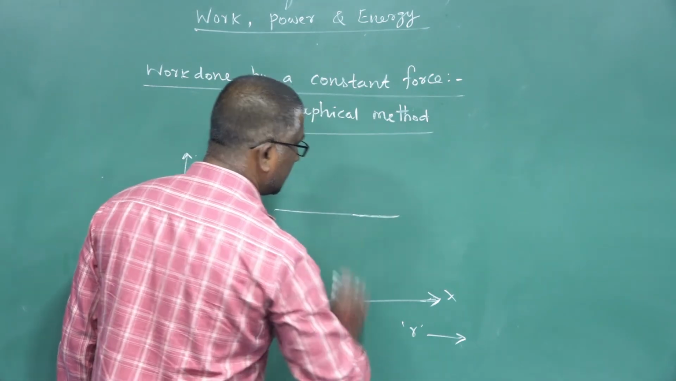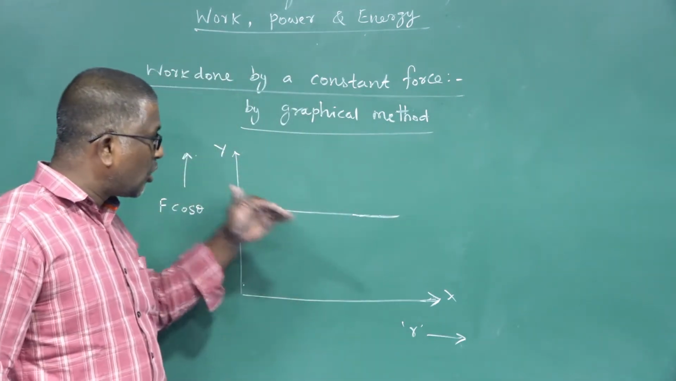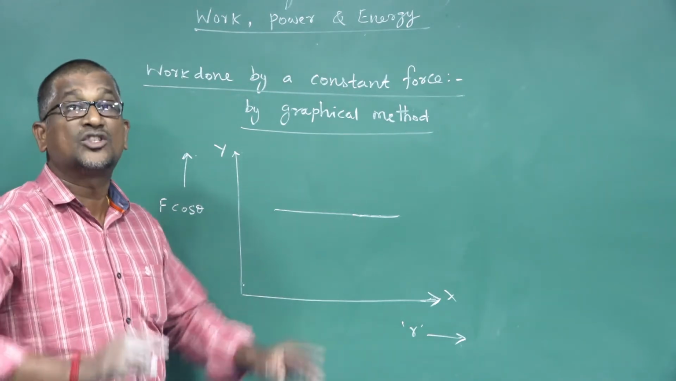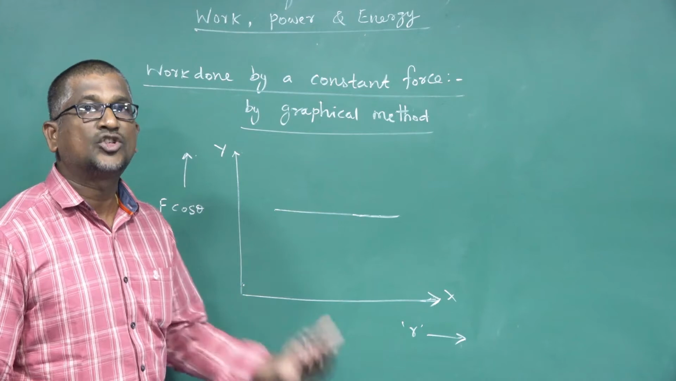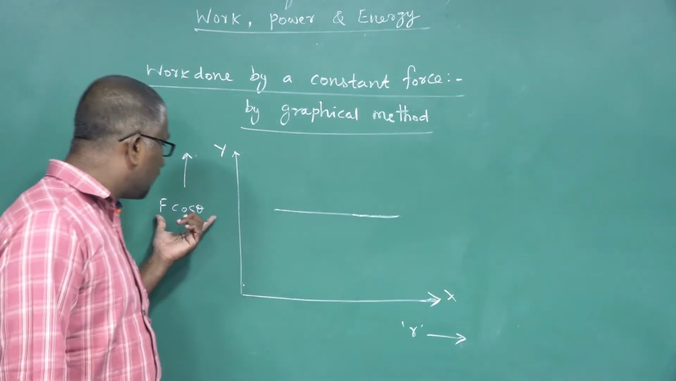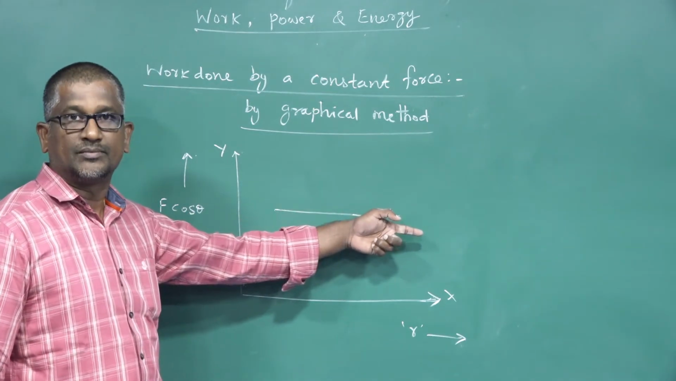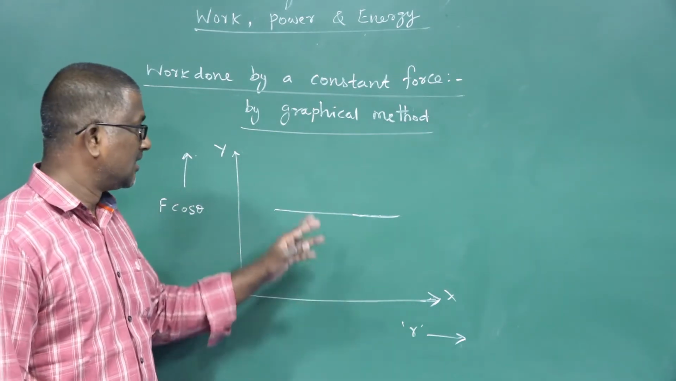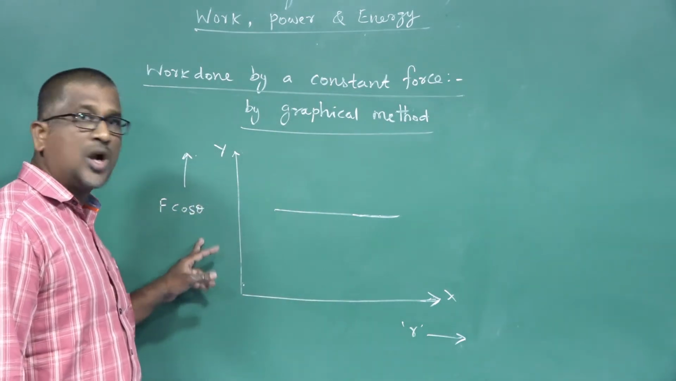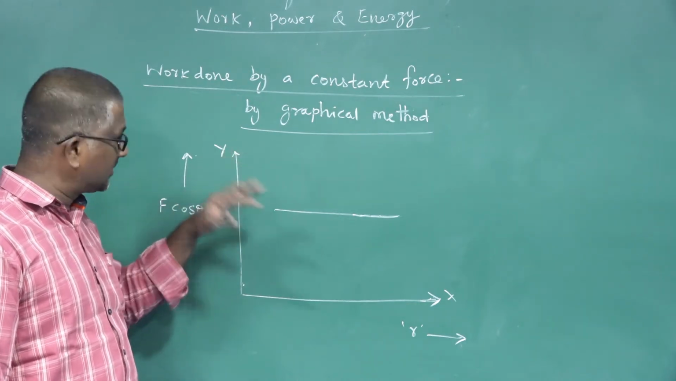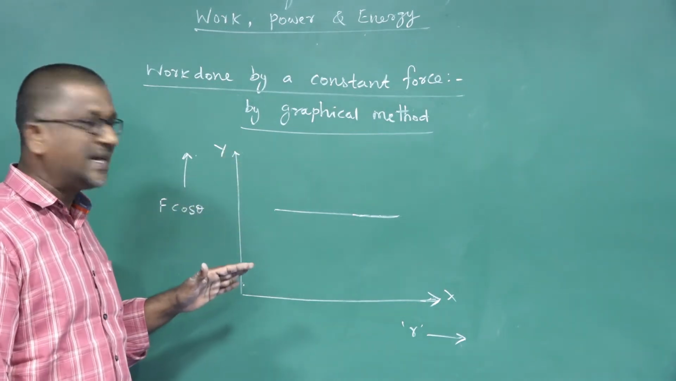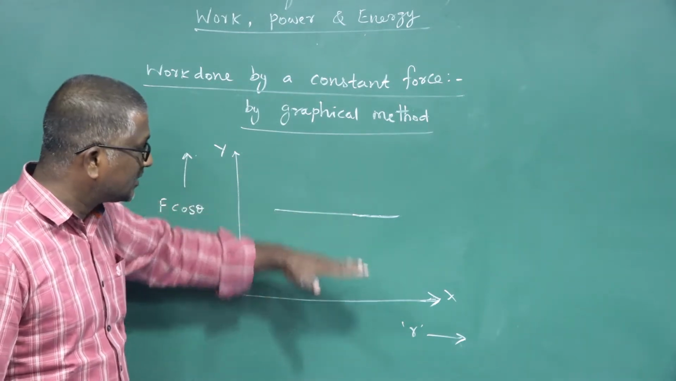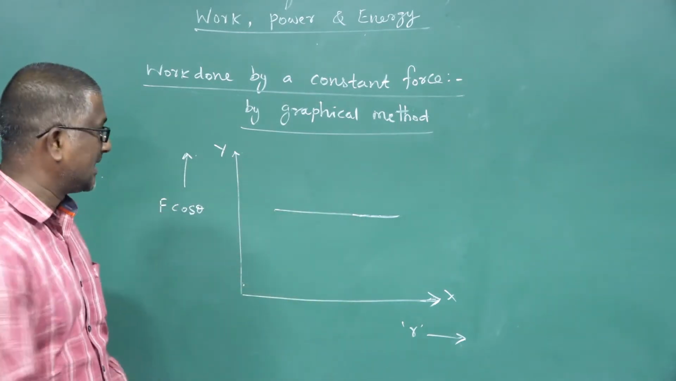If the force acting on an object to displace it from one position to another remains constant, then the graph drawn between force and displacement is a straight line parallel to the x-axis. It means if any quantity taken along the y-axis in the given graph remains constant, then the graph is definitely a straight line, always parallel to the x-axis.